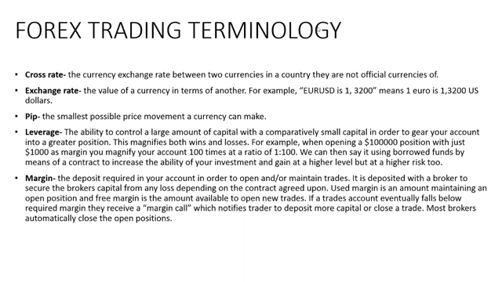Forex trading terminology. Cross rate. The currency exchange rate between two currencies in a country that are not the official currencies of it. Exchange rate. The value of a currency in terms of another. For example, euro US dollar is 1.3200, meaning 1 euro is 1.3200 US dollars. Pip. The smallest possible price movement a currency can make.